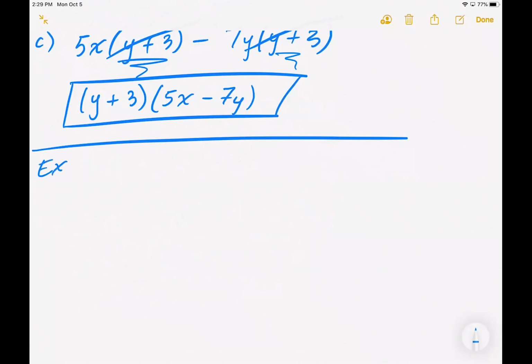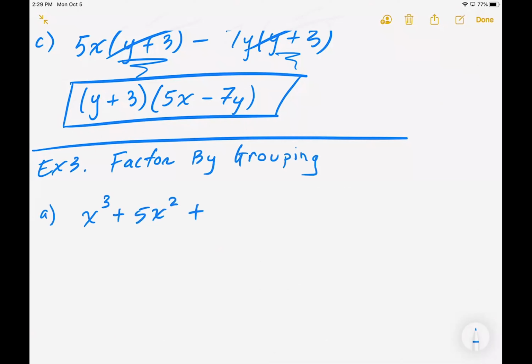Example 3, and they ask you to factor by grouping. So how can you factor by grouping? Well, let's take a look at the problem: x cubed plus 5x squared plus 3x plus 15.